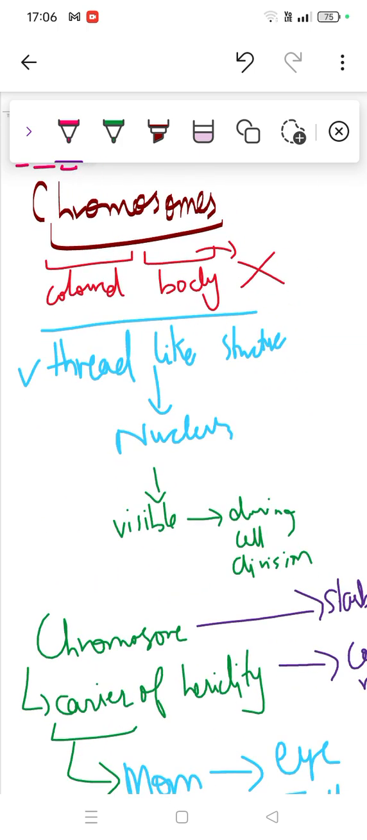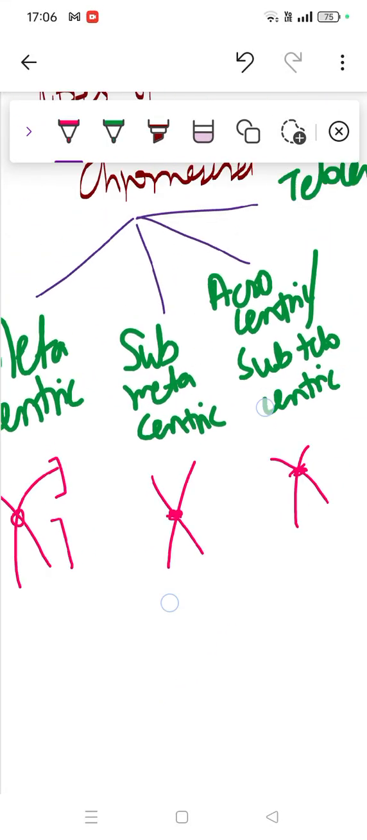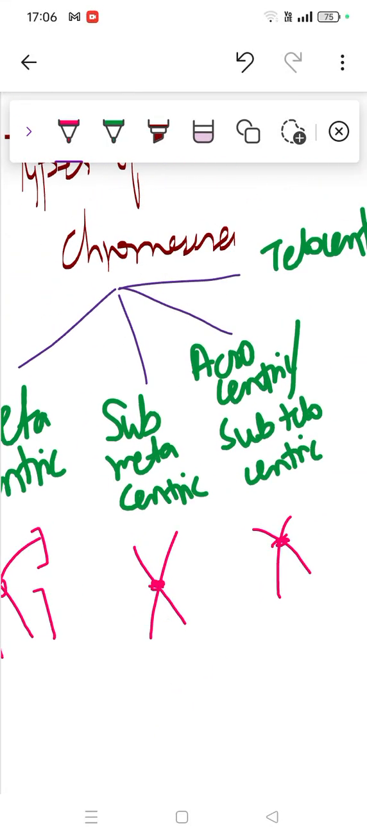Structure and everything is done about chromosomes. I hope the detailed video on chromosome types is clear to you. Again, we have two different regions of chromatin, euchromatin and heterochromatin, which we'll discuss in the next video hopefully.